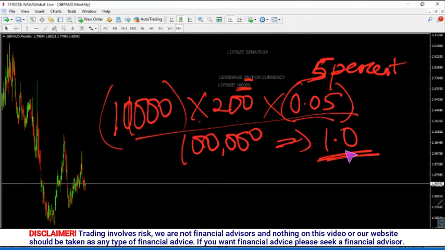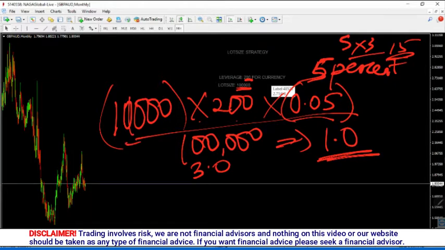So the ideal lot size to be used for $10,000 is not 3.0. If you're using 3.0, it means that you're risking times 3 of this. 5 times 3, of course, is 15%. So you're going to be risking 15% of your account size if you're using 3.0 on your $10,000 account size.